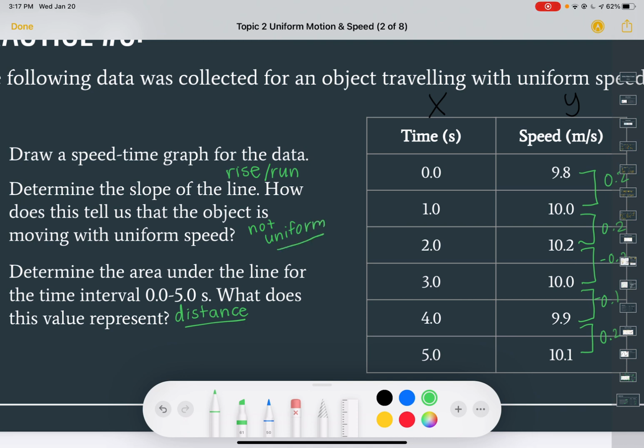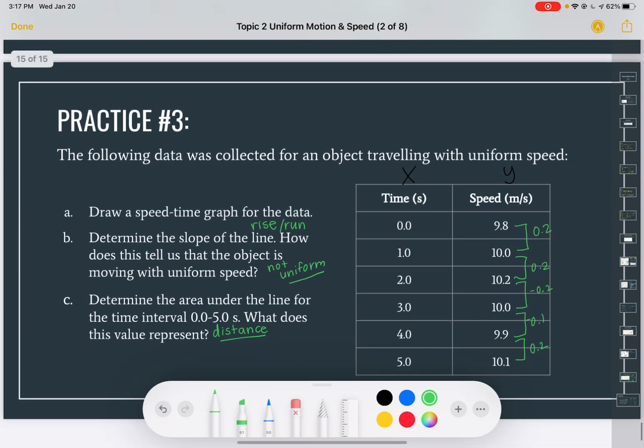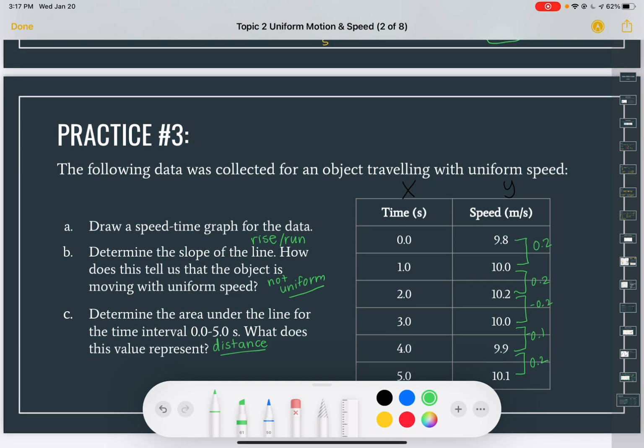Okay. So I'm not going to graph that. I showed you how to graph. You would graph it exactly the same way. Your time will always be on the X and your speed will be on the Y, just like in these graphs here. All right, so that's topic 2, uniform motion and speed.